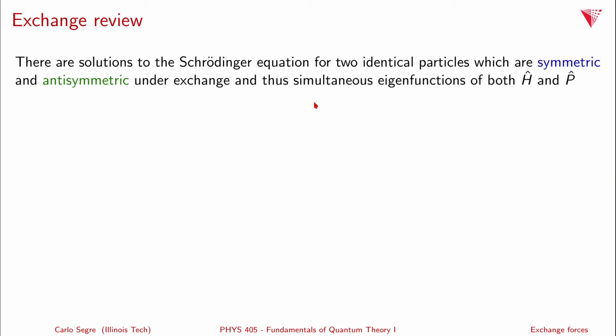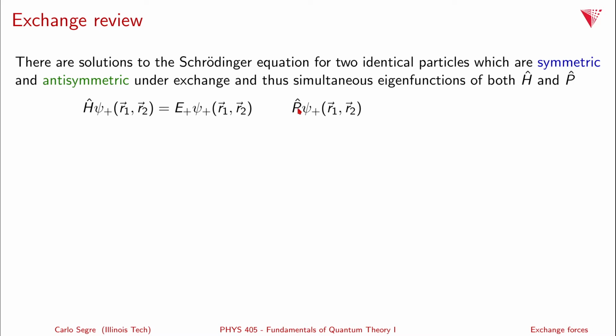So let's just review the notion of exchange. We have solutions to the Schrödinger equation for two identical particles which are symmetric and antisymmetric under exchange. And so you can have simultaneous eigenfunctions of both H and P, the exchange operator. So H applied to psi plus, that's the positive or the symmetric term, gives me psi plus of R1, R2 times E plus.